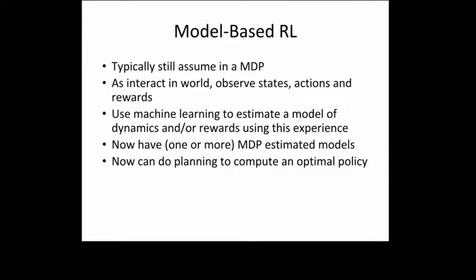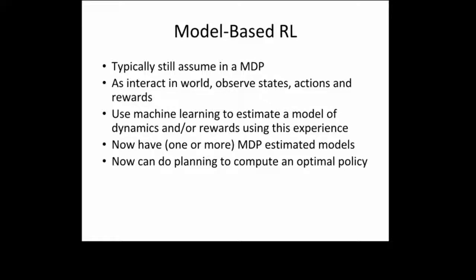If we do something like model-based reinforcement learning, we're still assuming we're in an MDP, and as we act in the world, we observe states, actions, and rewards. We can use any form of machine learning method to try to estimate a model of the dynamics and/or the rewards. This can be things like maximum likelihood; there can be lots of different techniques. We're essentially just trying to solve predictive problems, predicting the reward and predicting the dynamics model.